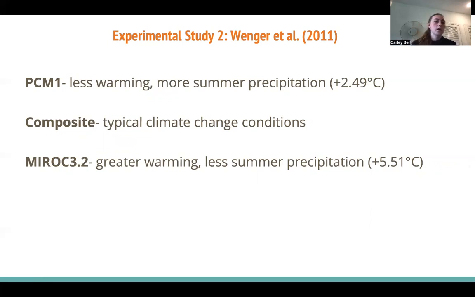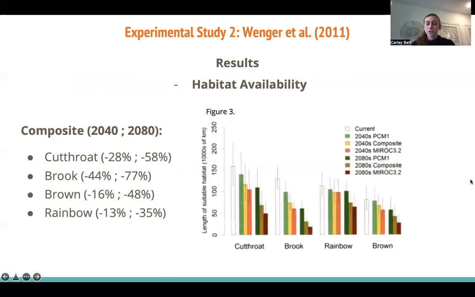And so the PCM1 had less warming and more summer precipitation, while the MIROC had greater warming and less summer precipitation. So the greater warming model increased the temperature by about 5.5 degrees, while the less warming model increased the temperature by about 2.5 degrees. So first, we're just going to talk about the composite models, which was simply just the typical climate change conditions.